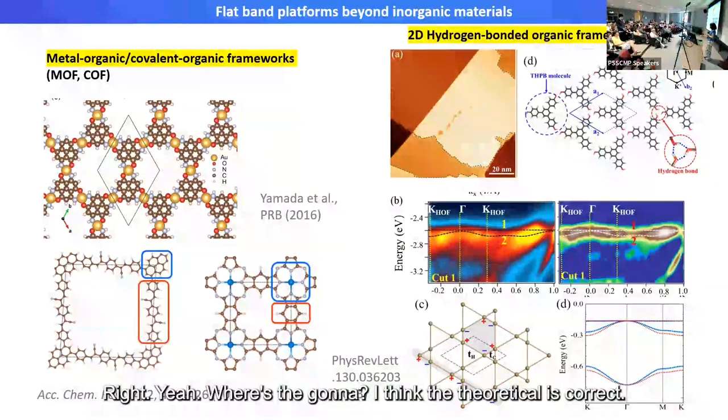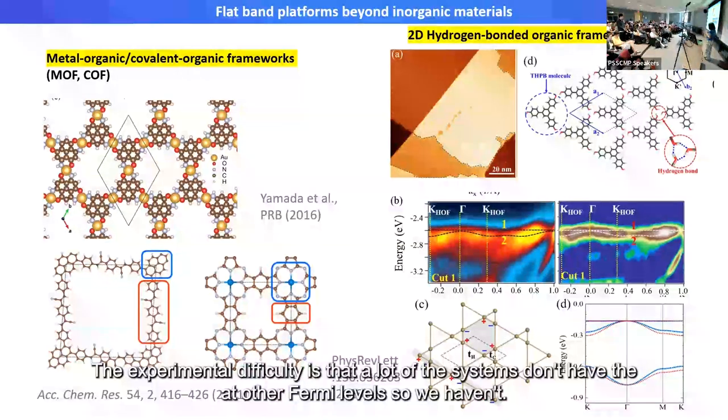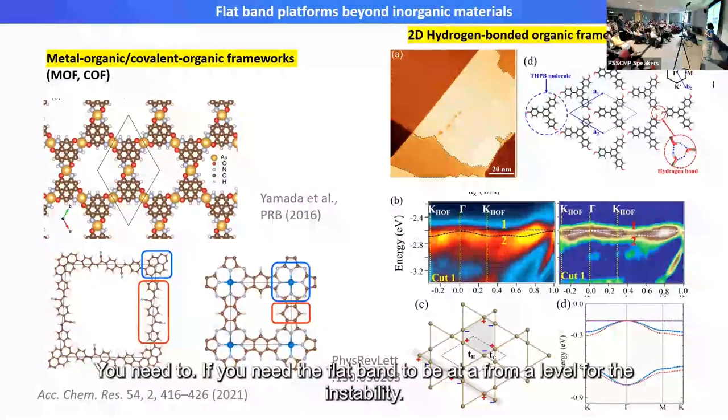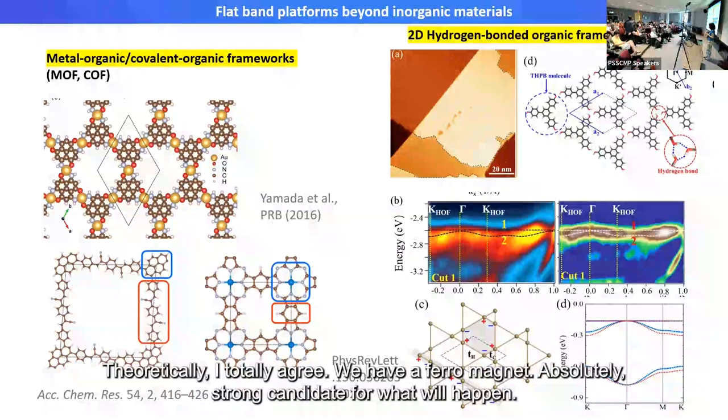I think theoretically it's correct, but the experimental difficulty is that a lot of the systems don't have the flat band at the Fermi level. You need the flat band to be at the Fermi level for the instability to take place. But theoretically, I totally agree with you. Flat band ferromagnetism is a strong candidate for what will happen at the Fermi level.